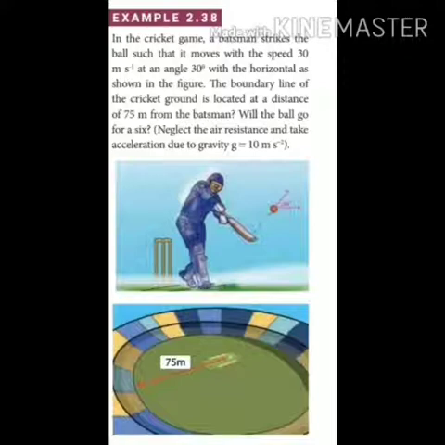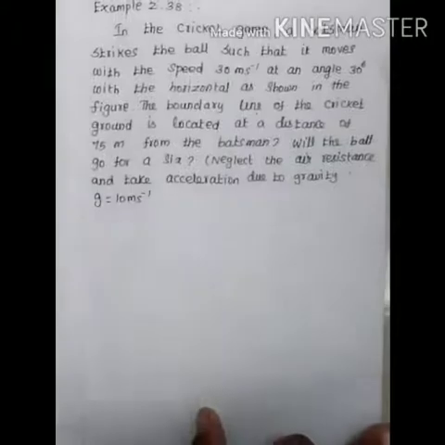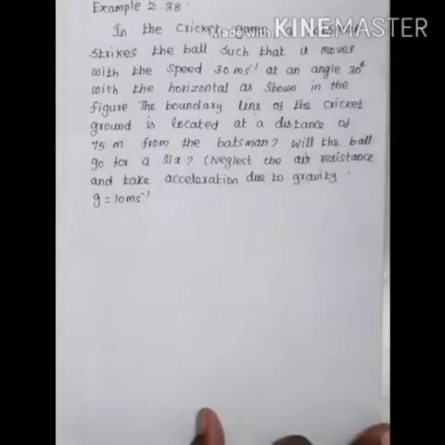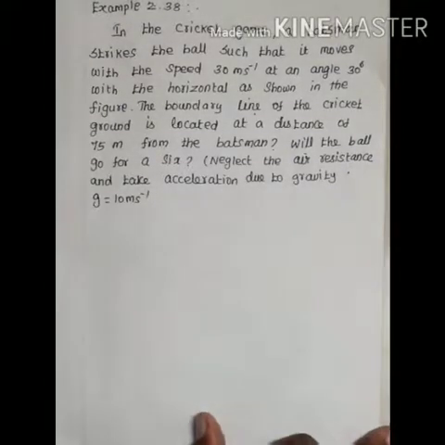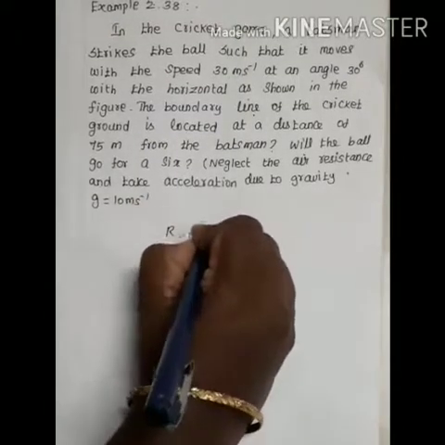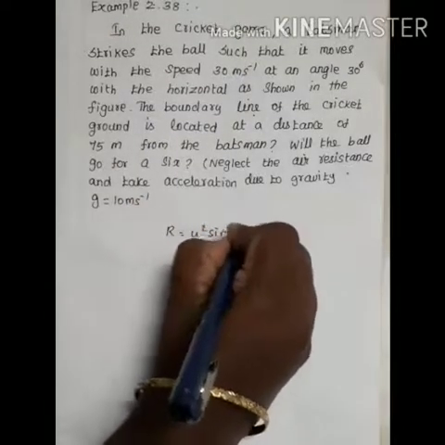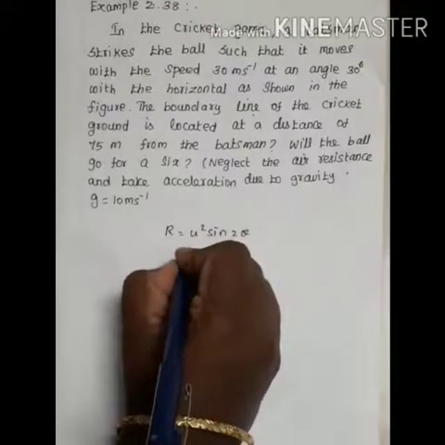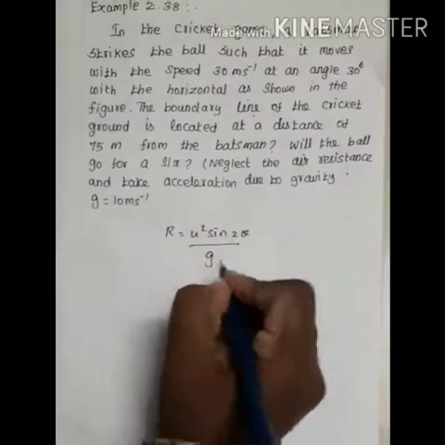The ball moves with speed 30 meters per second at an angle of 30 degrees with the horizontal. The motion of the cricket ball in air is essentially a projectile motion. We know that the range of projectile motion is given by R is equal to u square sine 2 theta by g.